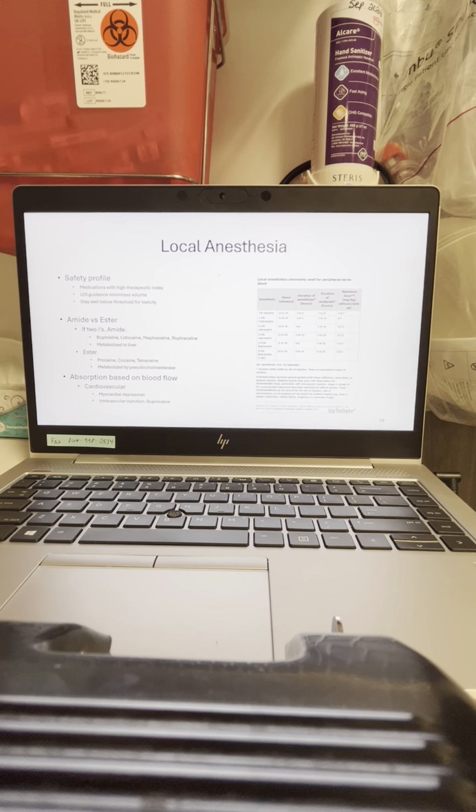By using ultrasound guidance like we get to now, that actually helps us minimize volume because we're not guessing. We can make sure we're placing it exactly next to the nerve. And so that allows us to use a lot less, which helps keep us below our level of toxicity.